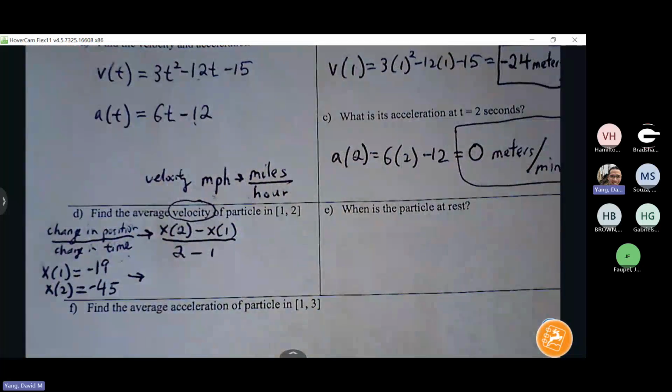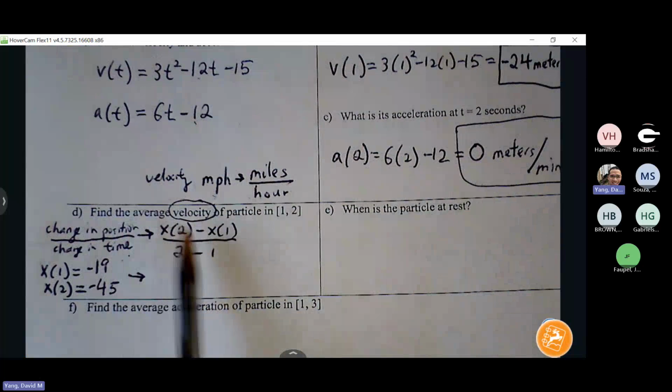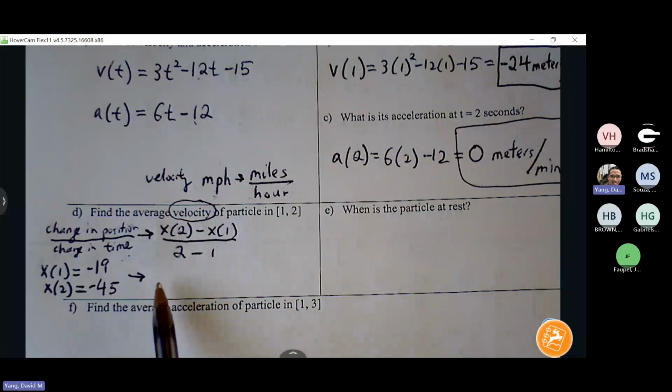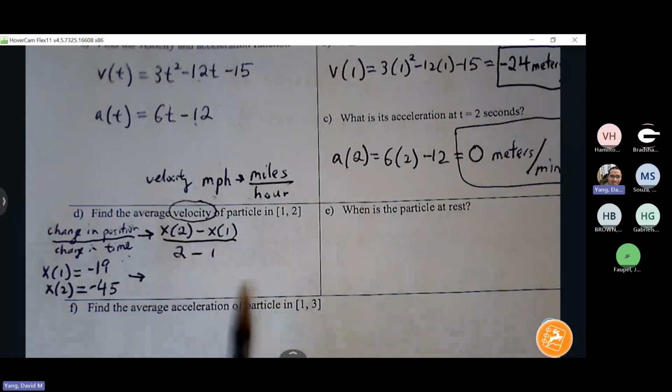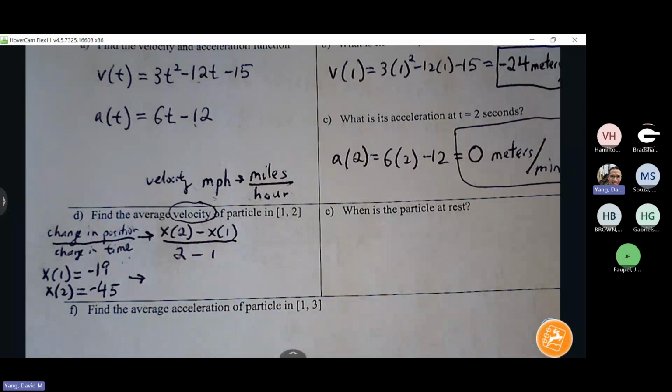But even if you make a mistake, I'm looking at the work, and if I see that you understand what I want you to do, then I may even give you full credit, because I care more that you understand the process than that you made a silly mistake with adding and subtracting.